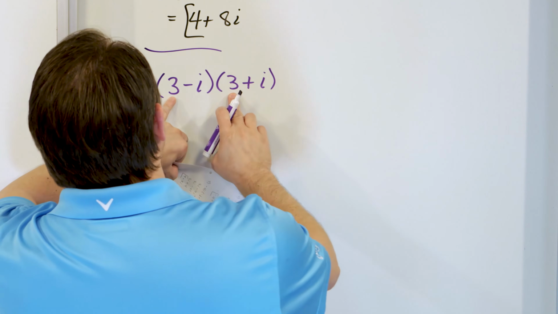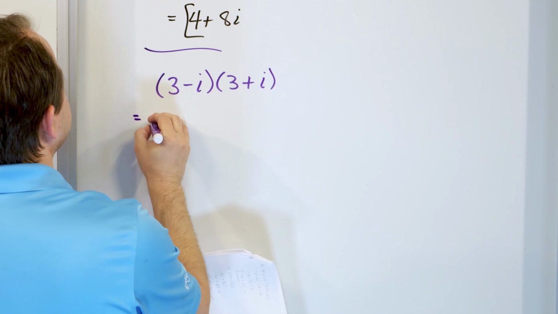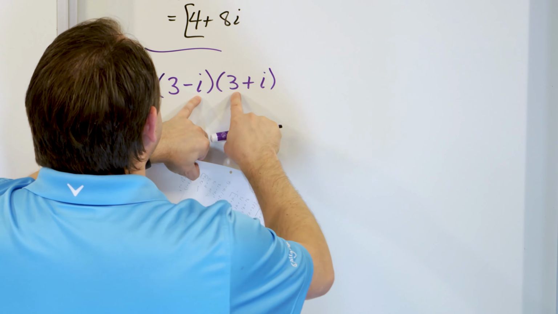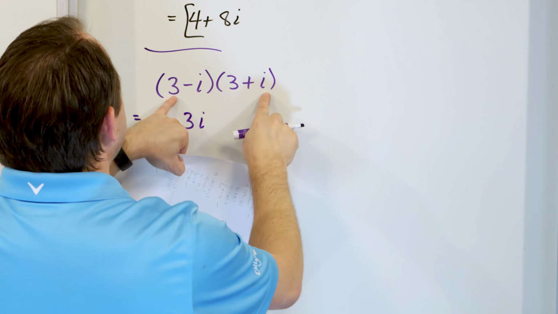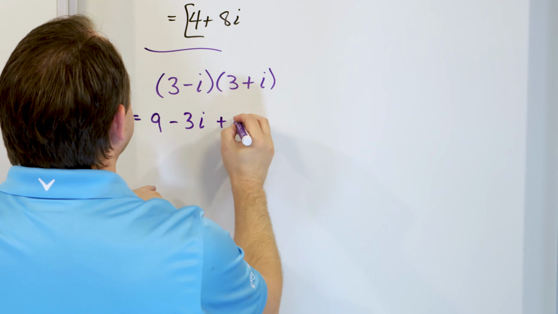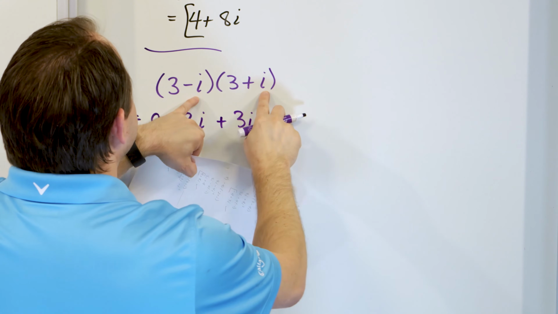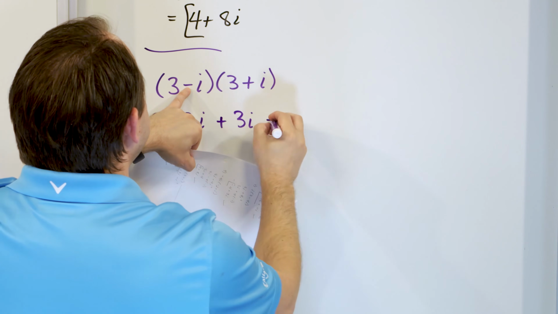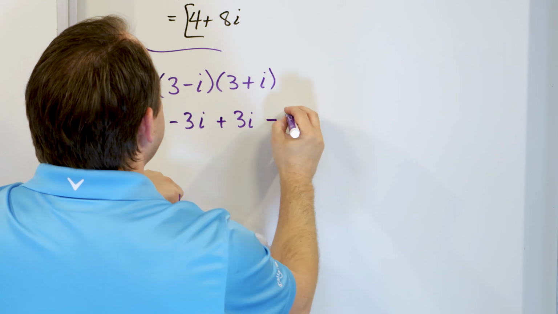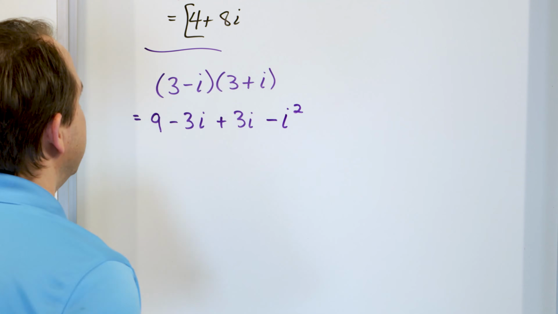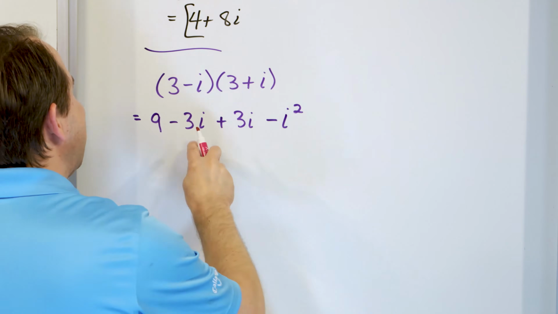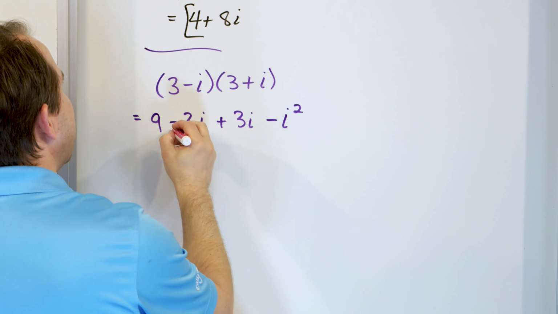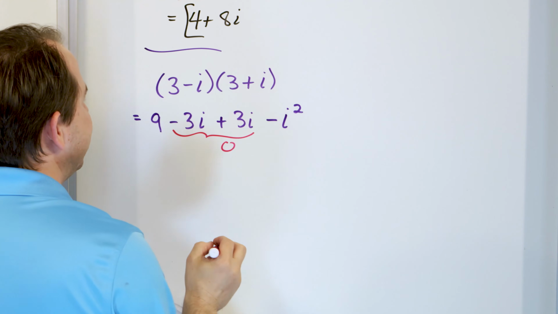The first terms multiplied together, 3 times 3 give me 9. The inside terms give me 3 times negative i, give me negative 3i. The outside terms, 3 times i, give me positive 3i. And the last terms, you got to be careful. Negative times positive gives me negative, but i times i gives me i squared, like this. A couple of interesting things happen here, though, because notice you have a negative 3i and a positive 3i, so these actually add together to give me 0.